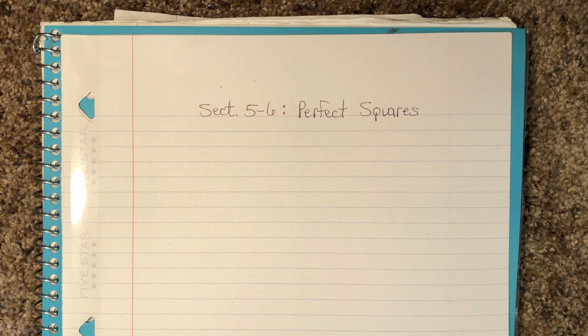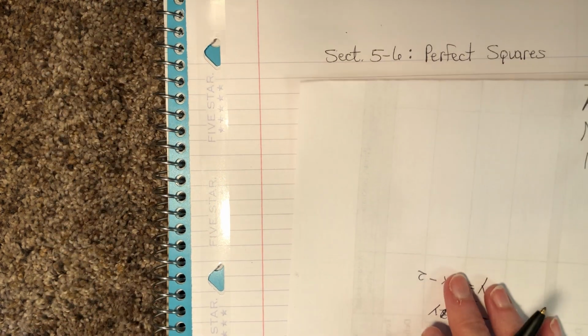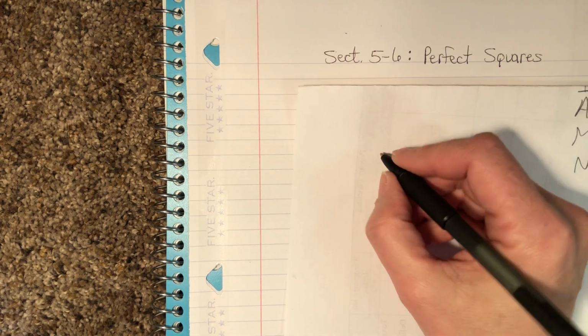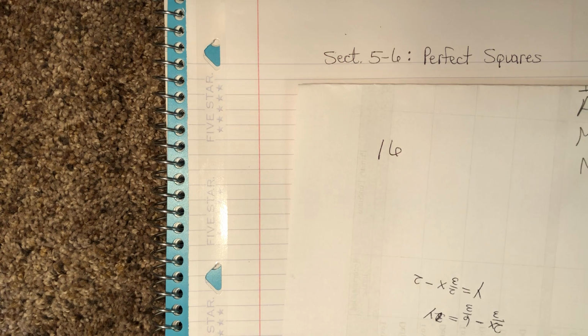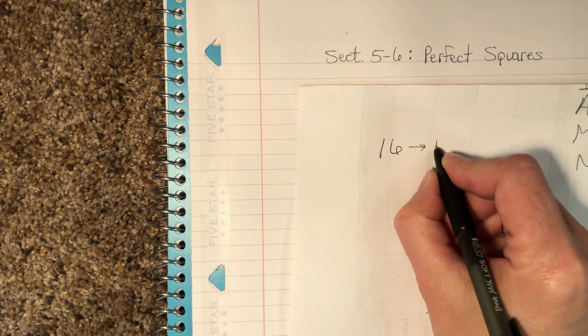All right, we are going to start the next special pattern in factoring called perfect squares. Let me just remind you what a perfect square looks like. A perfect square would be, say, 16, right? Because it has a square root of 4.